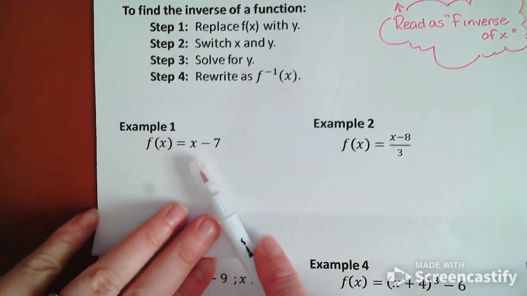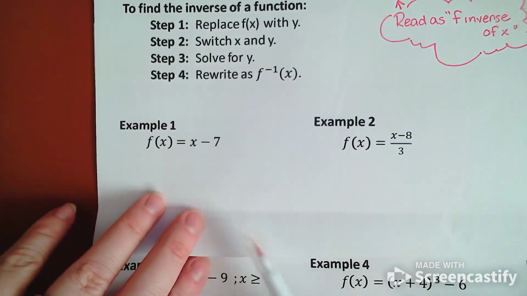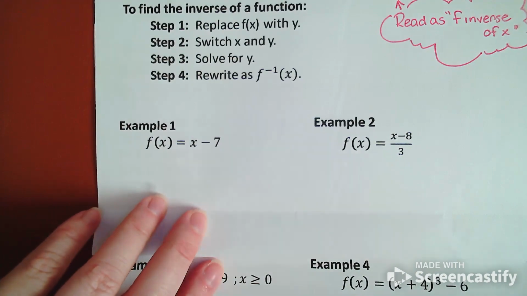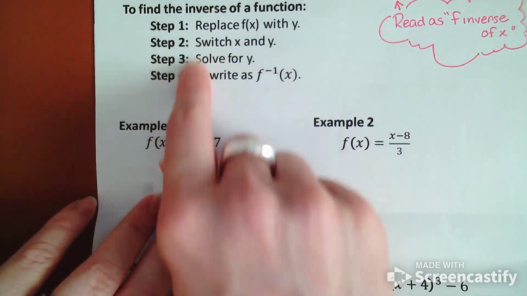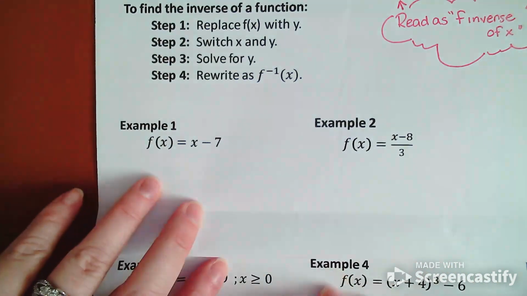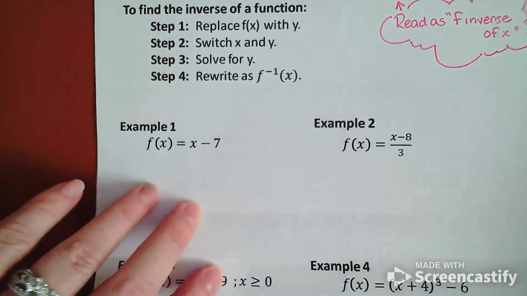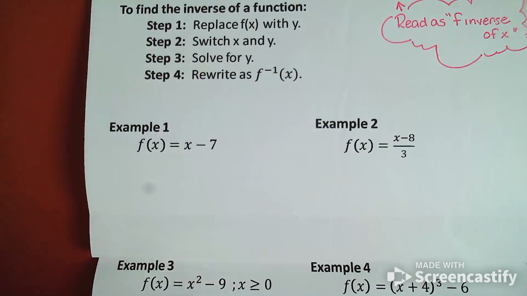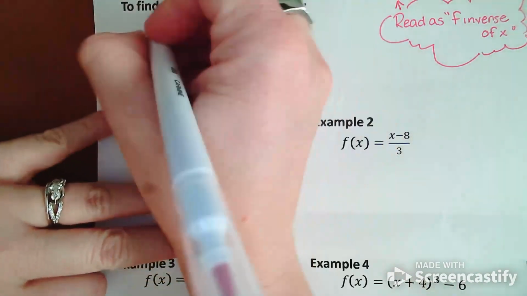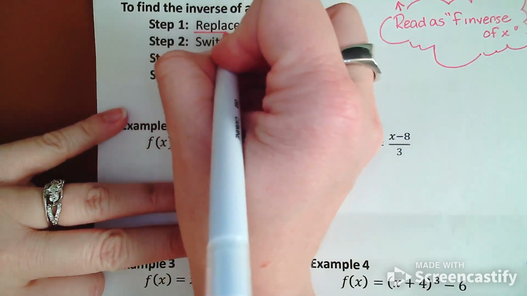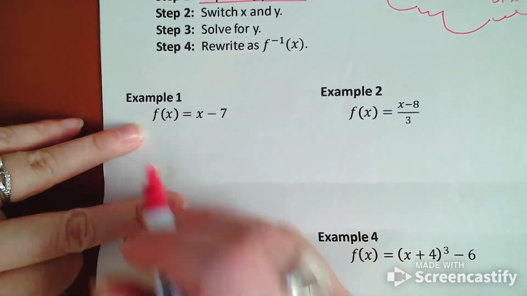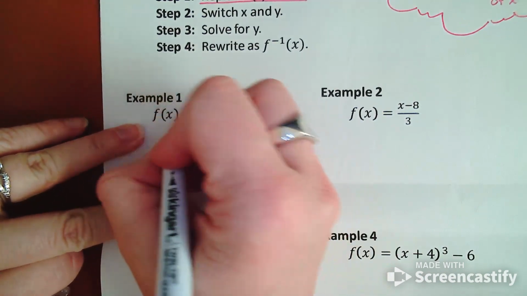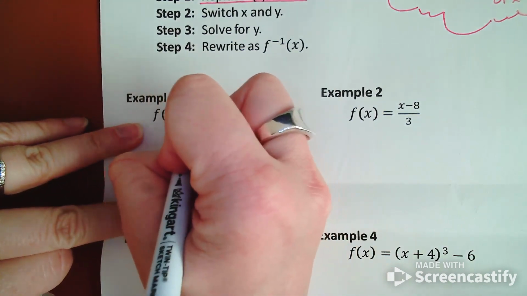Because like we're given here examples of functions, and we are asked to find their inverses. So how do we do this? Well, we follow these 4 little steps, where step number 1 is to replace f of x with y. Let's go ahead and do that step in pink. So I'm going to do this, replacing f of x with y. And I'm going to show that here in this first example.